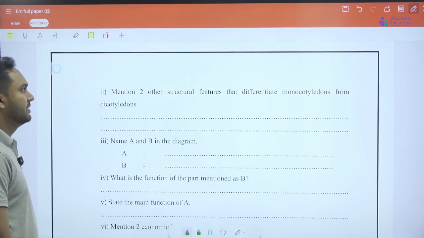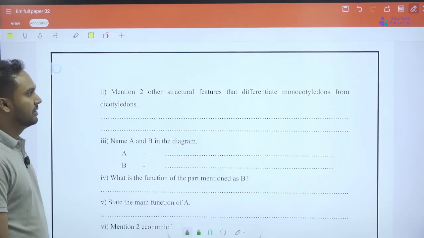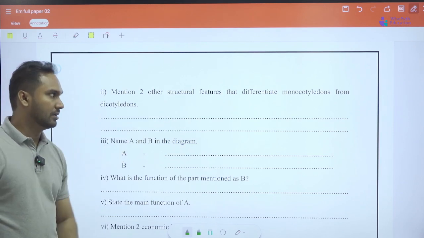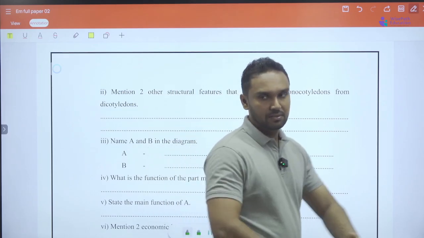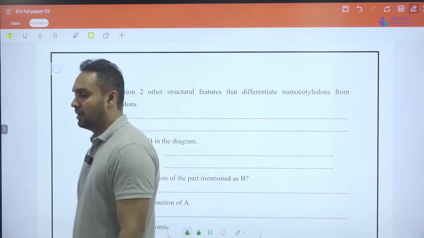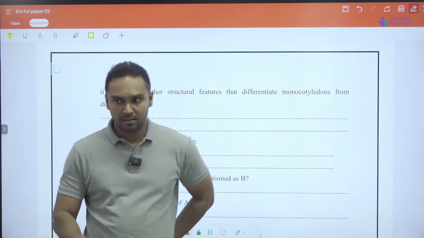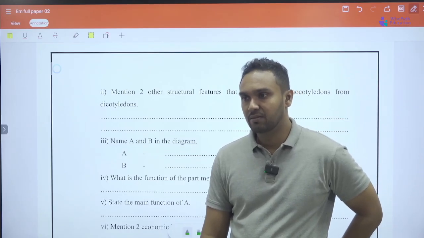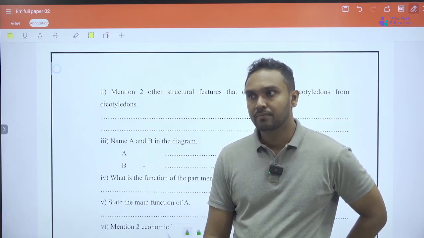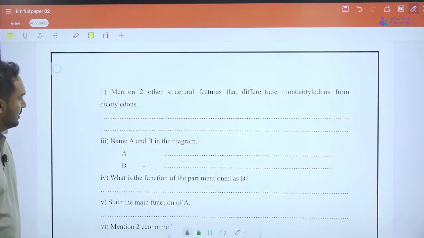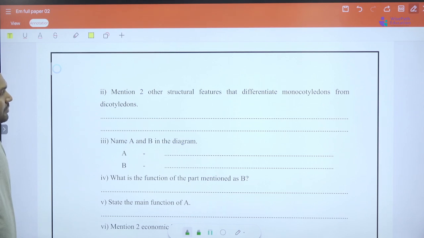Mention 2 other structural features that differentiate monocotyledons and dicotyledons. Okay, the whole plant can take, not like if it was given the leaves only. The leaves have venation, venations are different. 2 types of venations are there. One is... I had to tell specifically, I guess. Mention 2 other structural features that differentiate monocotyledons from dicotyledons.